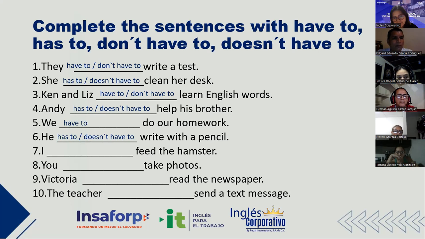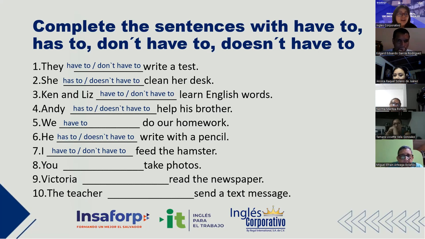What about number 7? I have to feed the hamster. Yes, I have to feed the hamster. Or I don't have to feed the hamster. Exactly, I don't have to feed the hamster. Number 8. You have to take photos. You had to take photos, or? Or you don't have to take photos. Exactly, you don't have to take photos. Very good. Victoria has to read the newspaper. Read the newspaper, or doesn't have to read the newspaper. Exactly. Victoria has to read the newspaper, or Victoria doesn't have to read the newspaper.